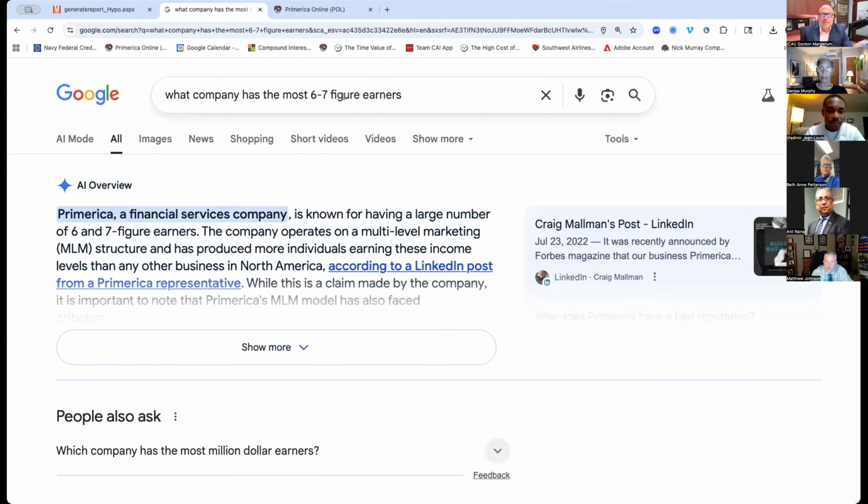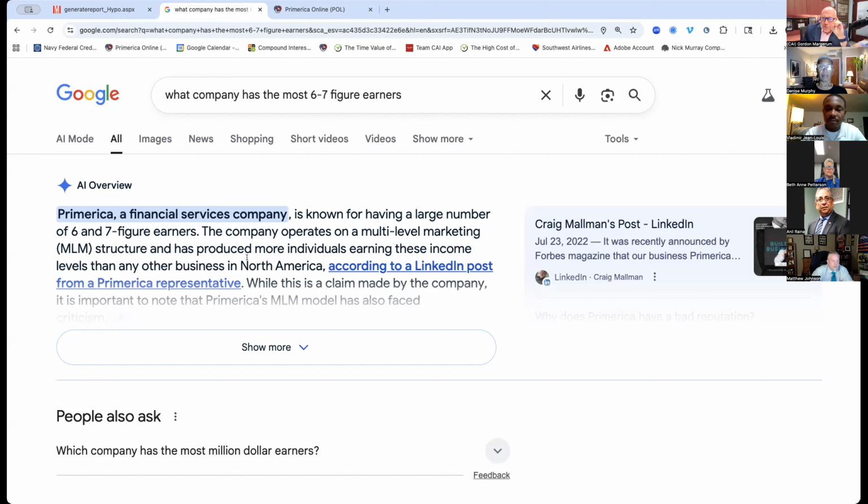What company has the most 6- and 7-figure earners? Primerica, this is AI Google. It says Primerica, a financial services company, is known for having a large number of 6- and 7-figure earners. Is that good? Yeah. Google says we have a large number. The company operates on a multi-level marketing structure, which we are not, but they don't understand everything. We're more of a broker agent model, which you'll see in a minute, but that's the labeling.